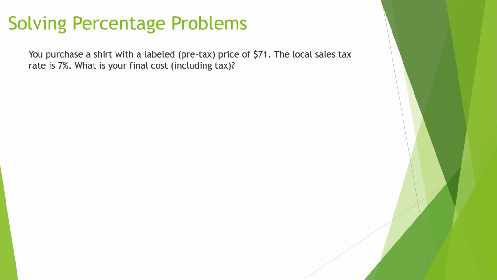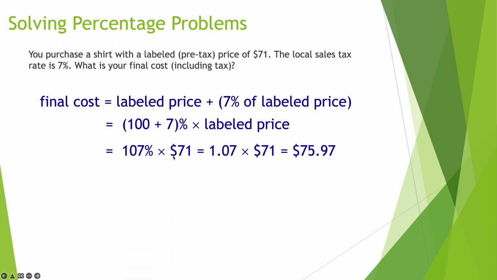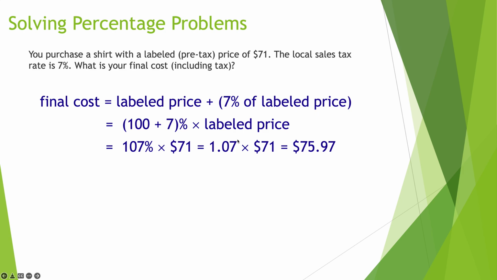Okay, so the final cost is the labeled price plus 7% of the labeled price. So the labeled price is 100%, and the 7% more because of the sales tax means you have to do 100% plus 7%. Kind of like factoring in the distributive property if you look at it. So that's 107% of, or times, the labeled price. So 107%, which is 1.07 times 71, is 75.97.